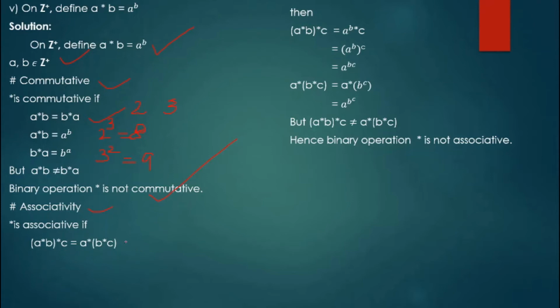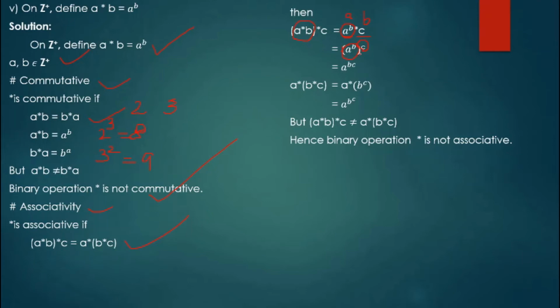Then A star B star C, that is the LHS, we are checking. What is A star B? A raised to B. We have written A raised to B, star C. This A raised to B is our A and C is our B. So again A star B is A raised to B, so A raised to B, whole raised to C.